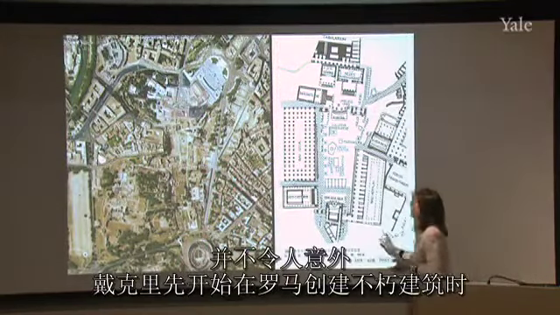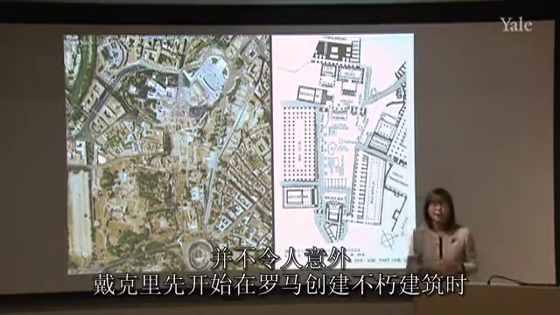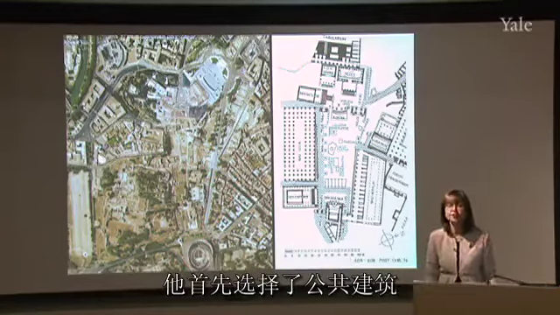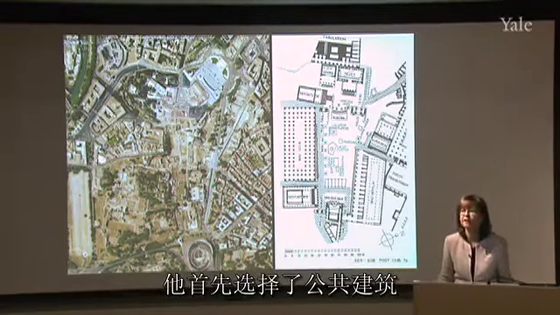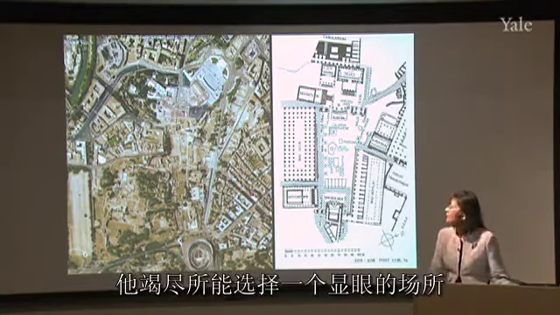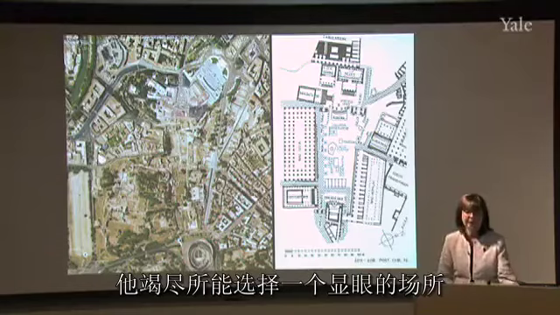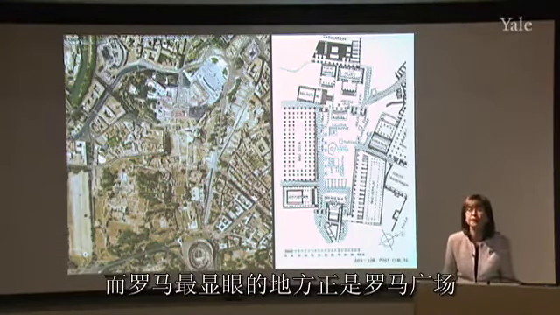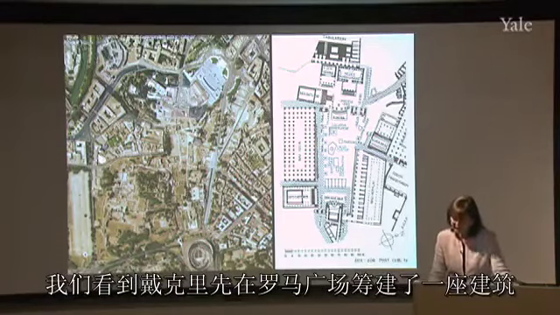Perhaps it's not surprising to see that when Diocletian begins to put up monumental architecture in Rome, he chooses first public monuments that are going to be seen and that are going to speak to this return of stability to Rome. And he chooses to put them in as visible a place as he possibly can. And what's the most visible place in the city of Rome but the Roman Forum, the great Forum Romanum? So we see Diocletian commissioning a monument to put up in the Roman Forum.